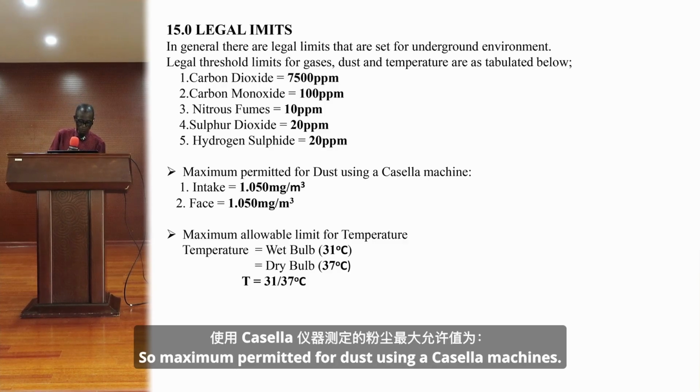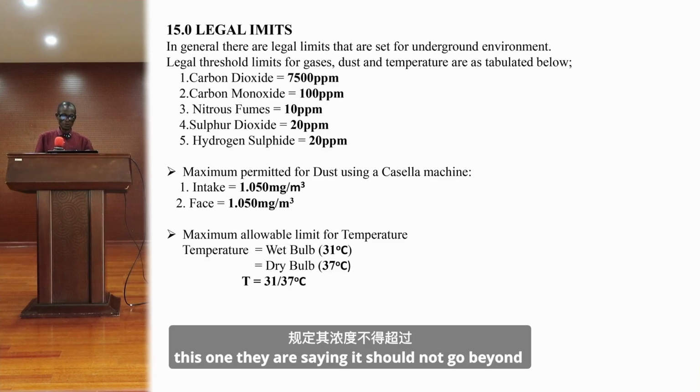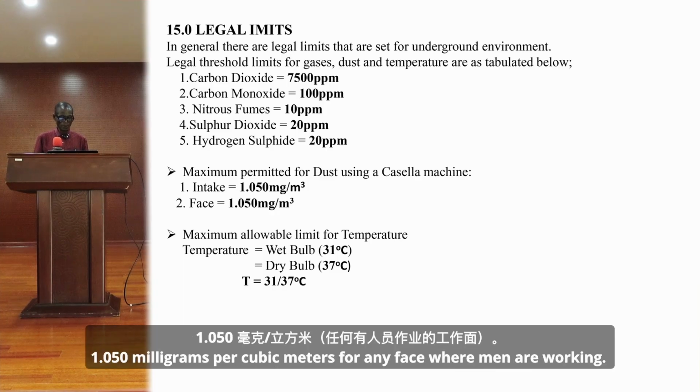So the maximum permitted for dust using a Casella machine, they are saying it should not go beyond 1.050 milligrams per cubic meter for any place where men are working.